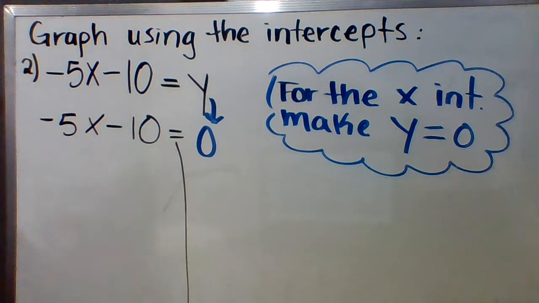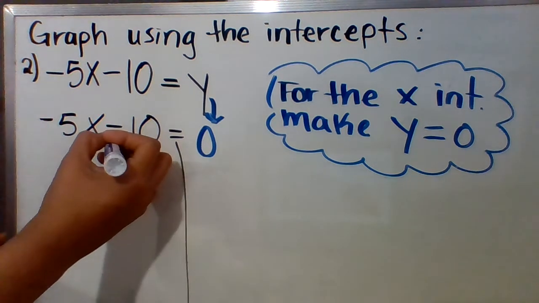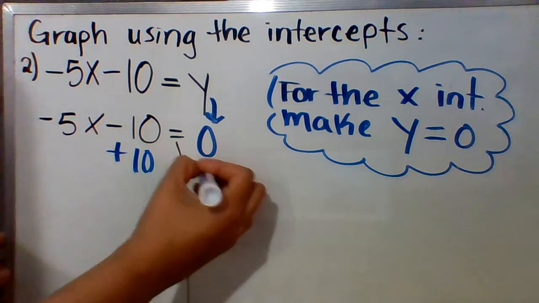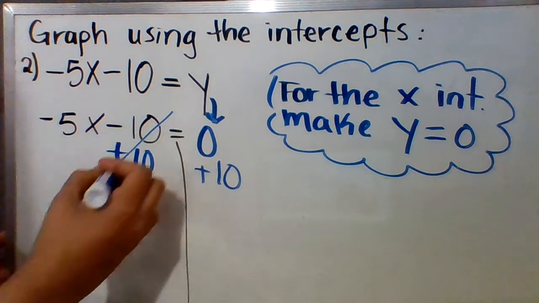So you want to get the x by itself. We're solving for x. The negative 5 is bothering the x, and so is the negative 10. Who do you get rid of first? Well, you need to get rid of the one that's furthest away first, that negative 10. So the opposite of minus 10 is plus 10. Do that to both sides.